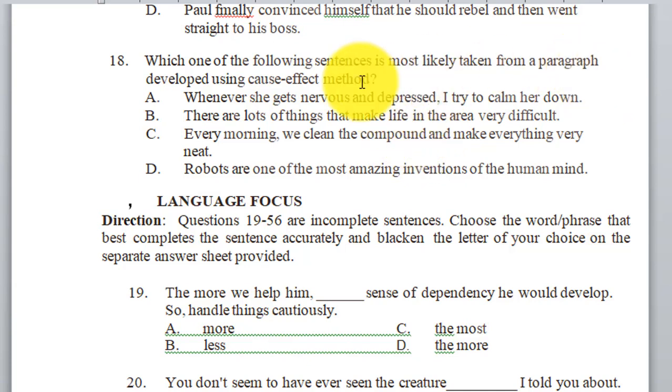Hi friends, which one of the following is taken from cause effect? Yeah, right. Let me say something here. We do have 6 ways of writing a paragraph. One is cause effect, comparison and contrast, and maybe exemplification, process and classification, and also illustration. We have 6 different ways of paragraph writing. We do not have only one.